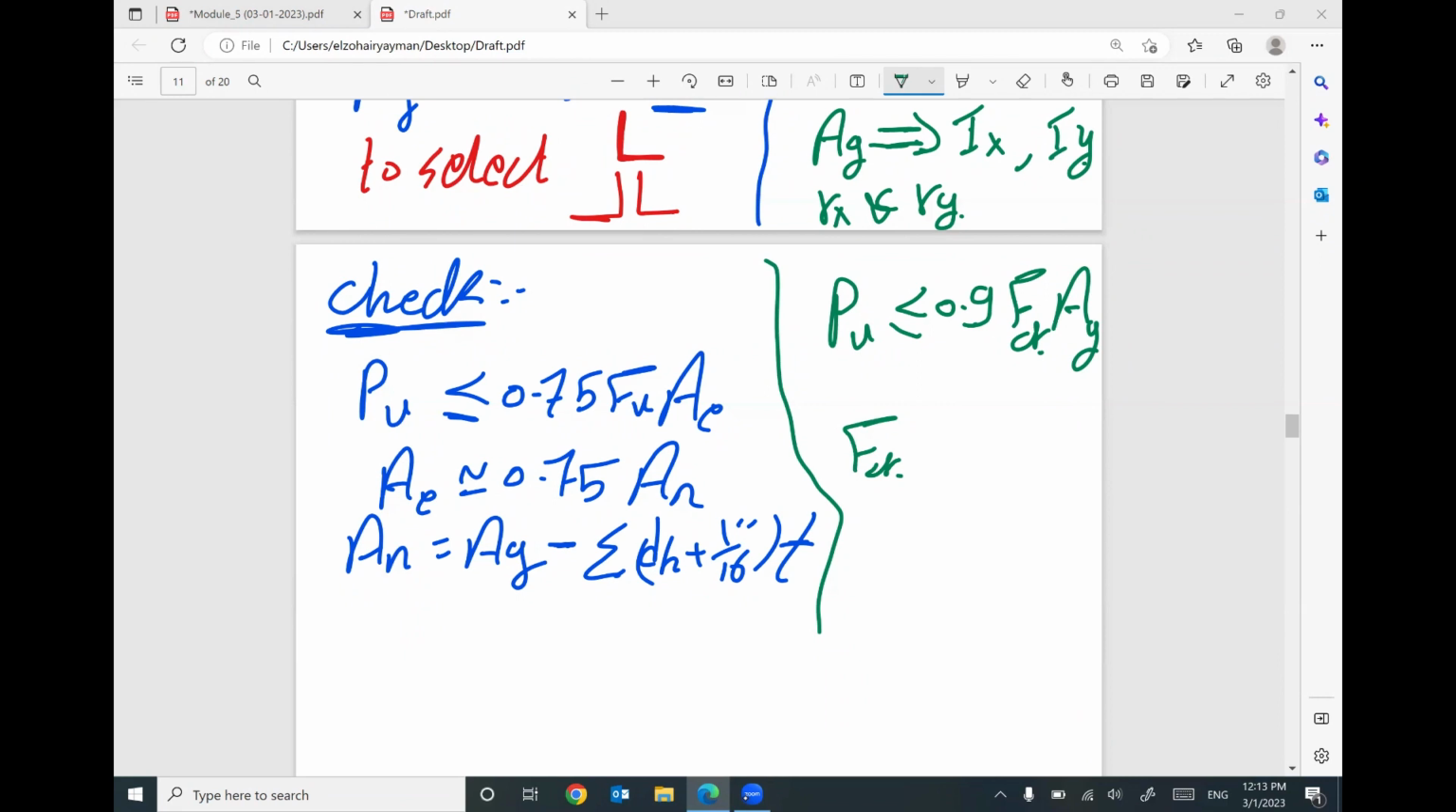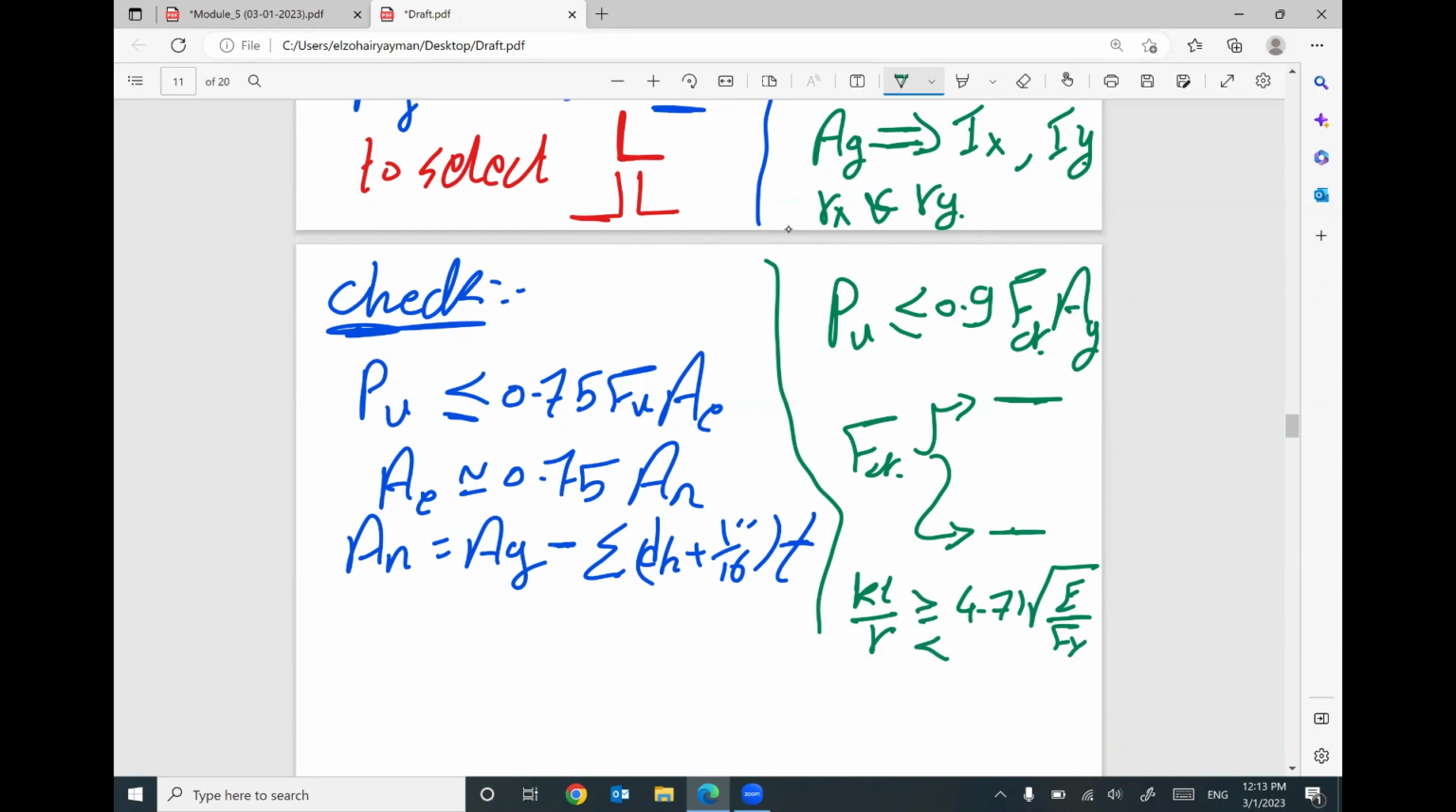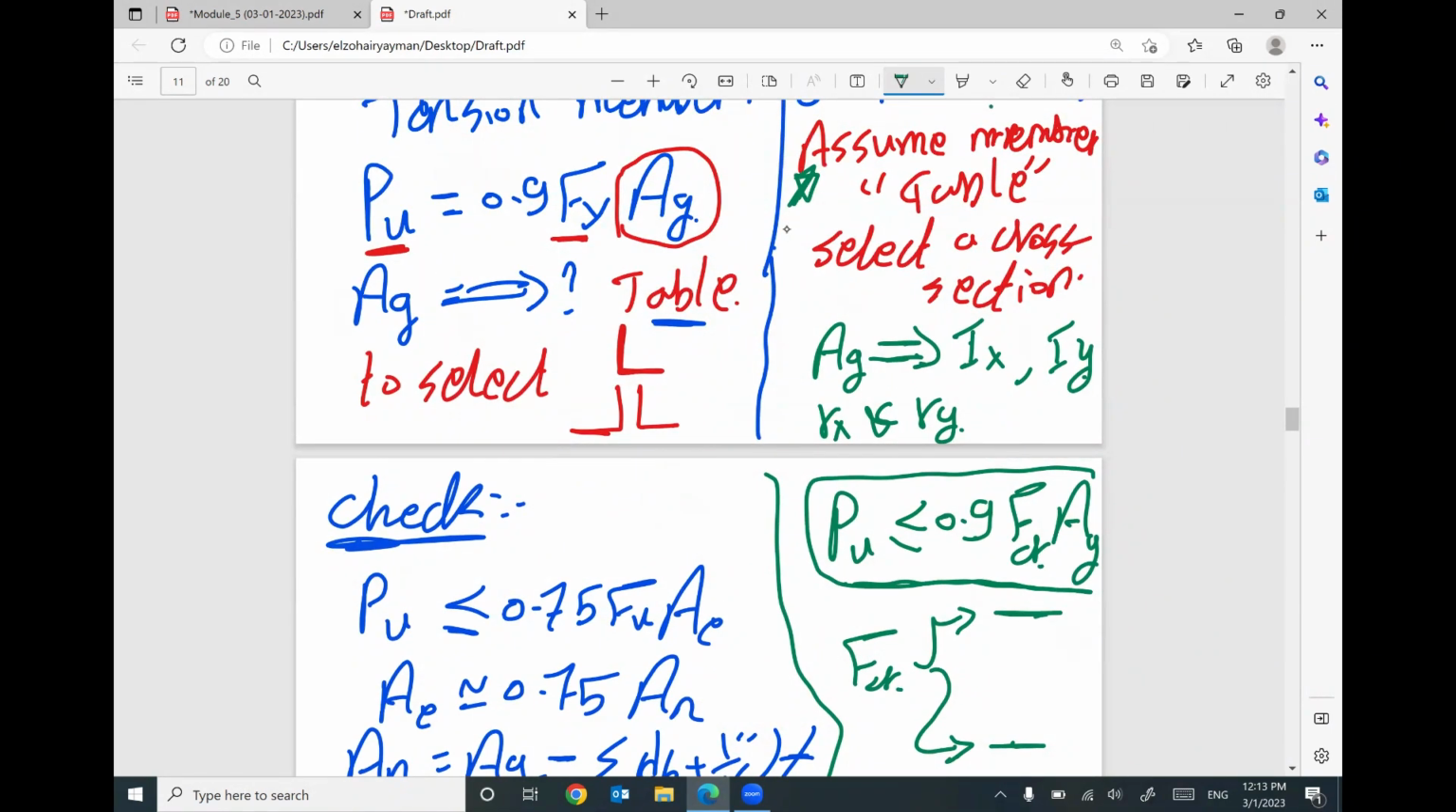Any help? I think it was FCR, and we have two values based on the relationship between KL divided by R and 4.71 square root of E divided by F yield, greater than or equal or smaller than, whatever. So we need to make sure this equation is satisfied. If it is, that means what you selected will be safe. If it's not, unfortunately, you have to select a bigger cross-section to make sure it will be safe.